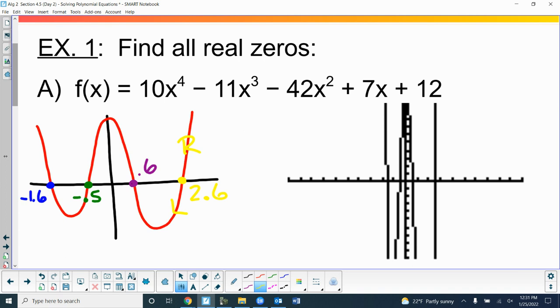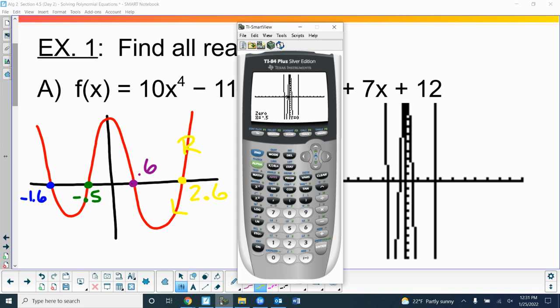I keep getting error. If you're getting errors, listen. If you're getting errors, your left bound and right bound are on the wrong side of the point you're looking for. Okay? So, sometimes it is. Okay, watch.